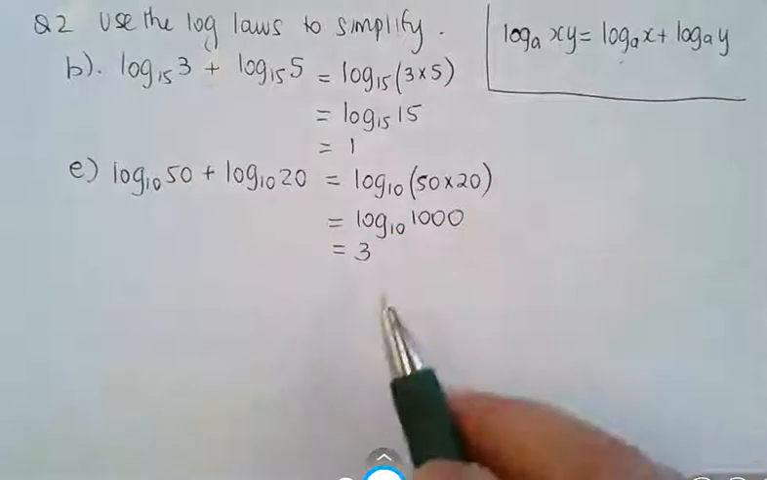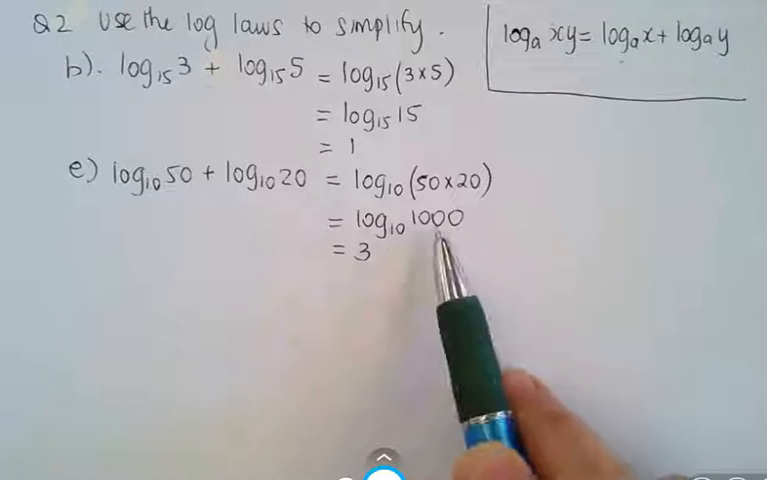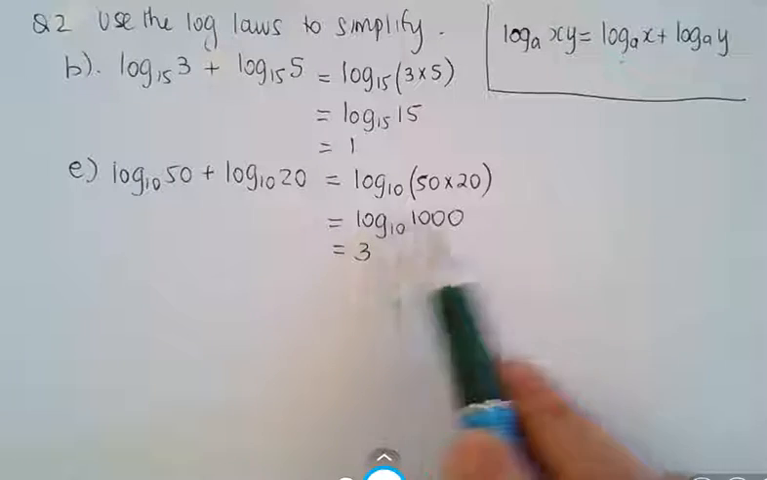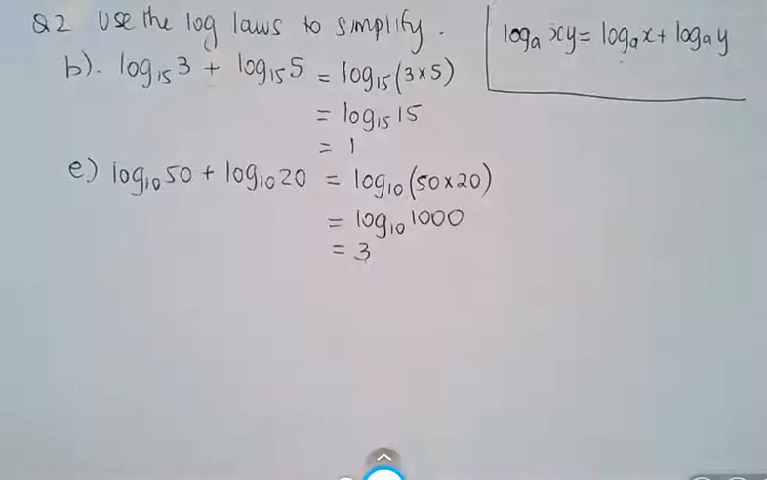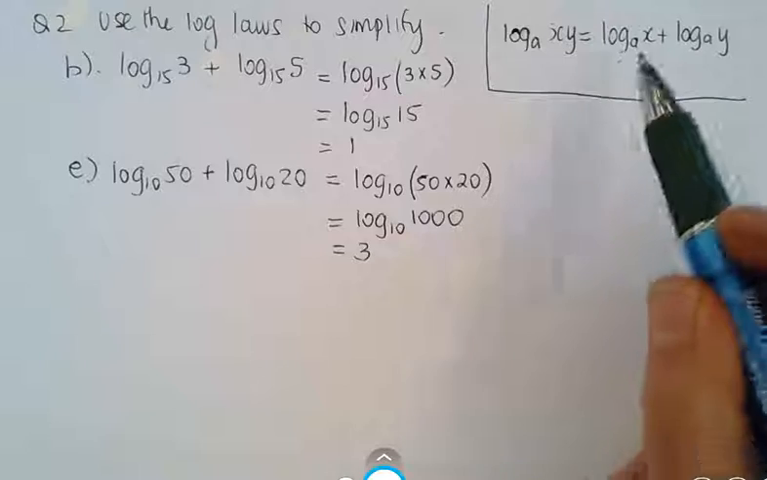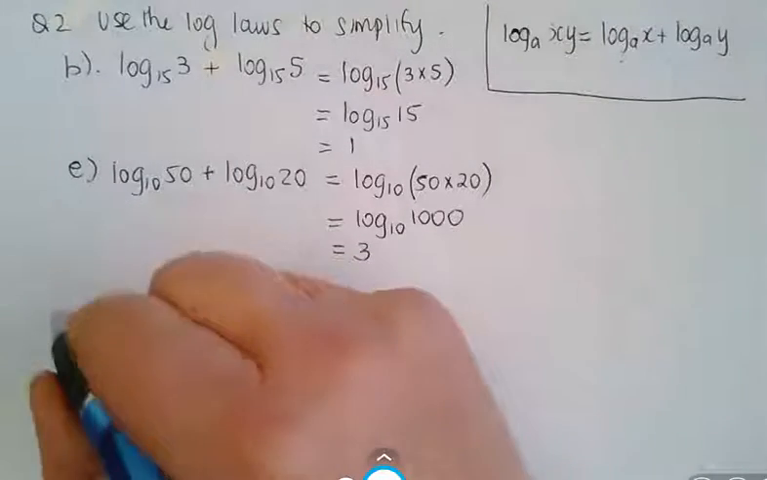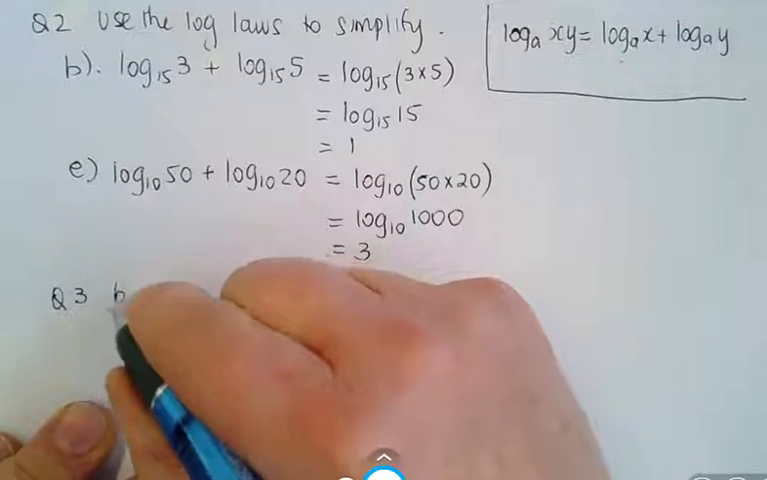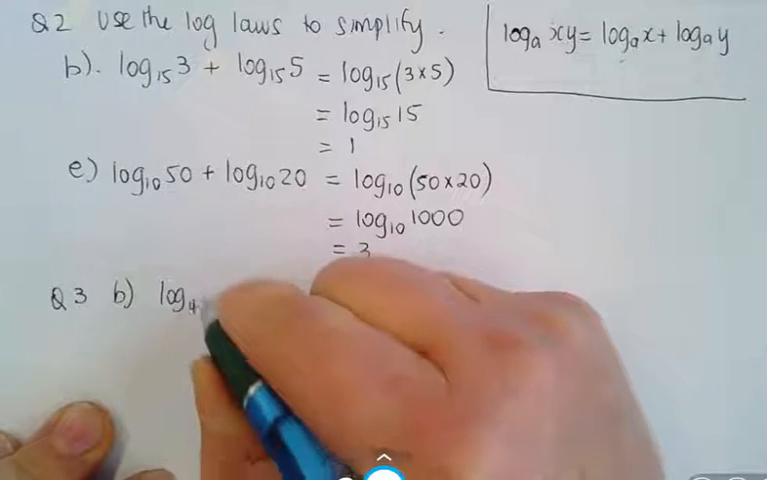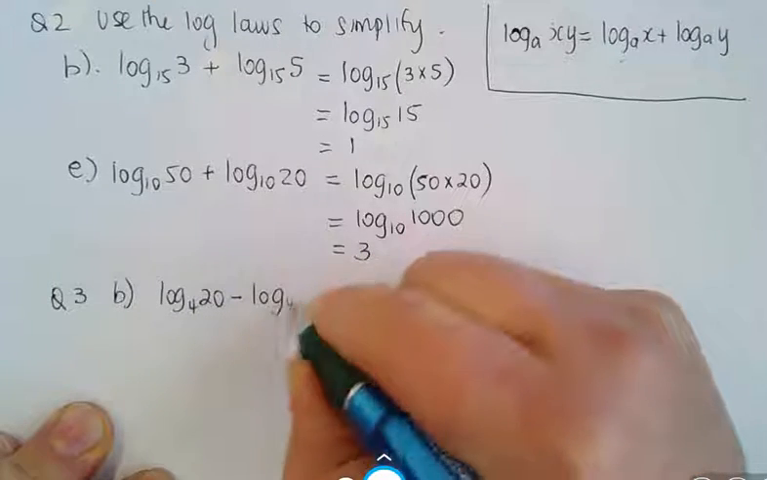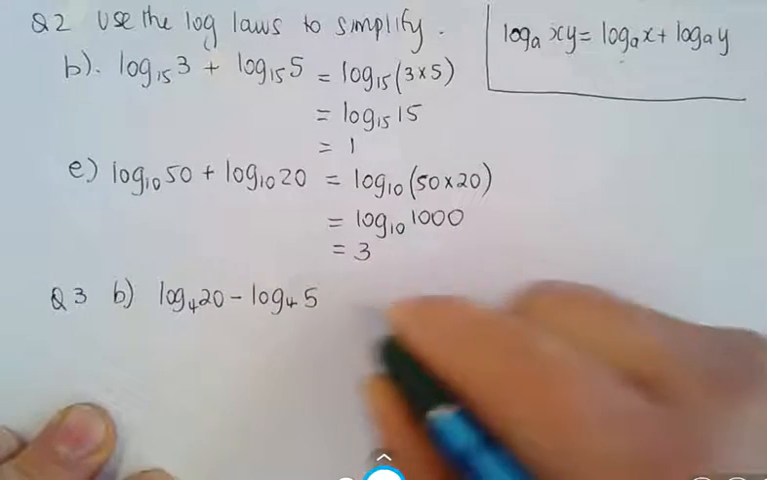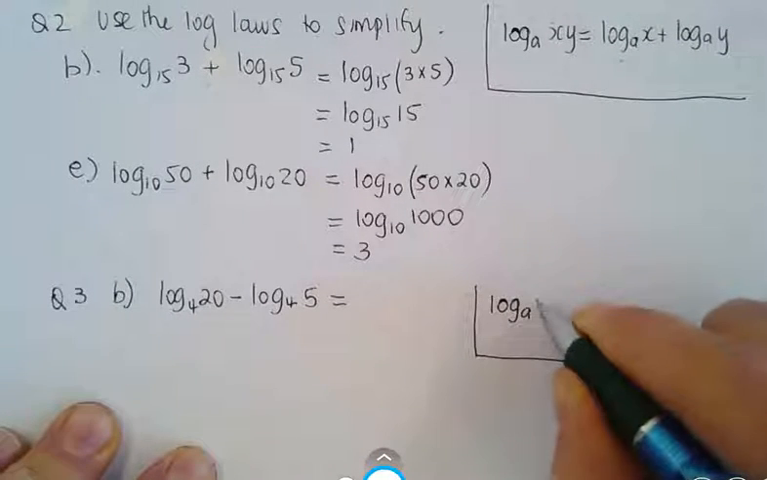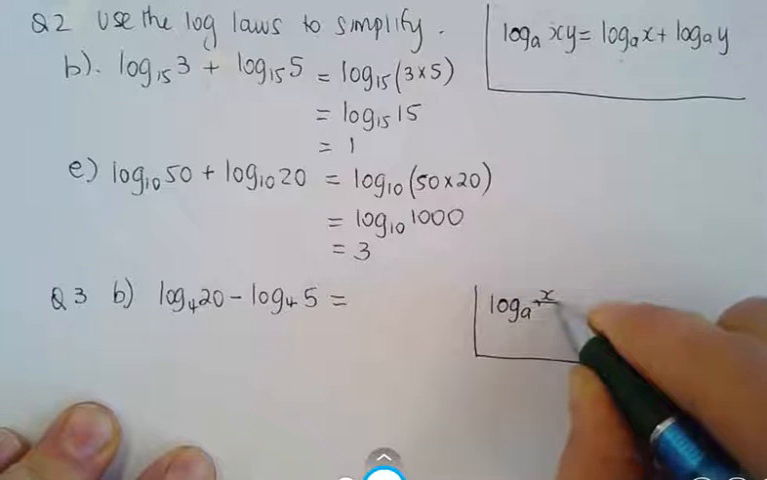Now this one, can you put this one in on your calc? It's log to the base 10. You can. How do you do this on your calc? You just press log of 1,000 and you'll get 3. But remember, it means 10 to the power of what is 1,000. Question 3. Use the log laws again to simplify the following. 3b. Log to the base 4 of 20 minus log to the base 4 of 5. What log law will I use now? It's the one with subtracting, which is the quotient rule.